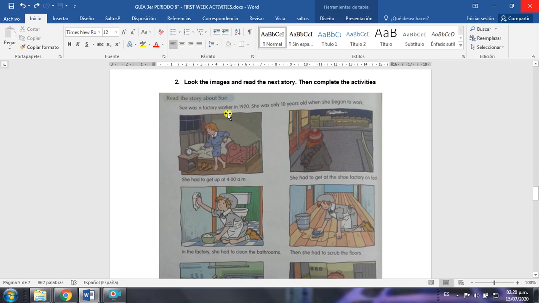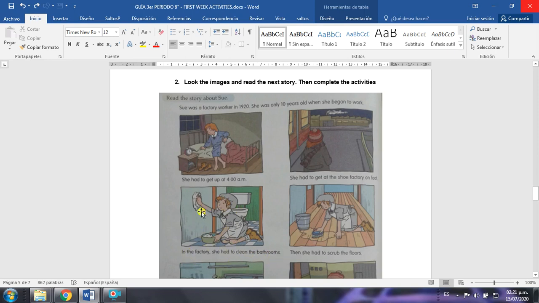Sue was a factory worker in 1920. She was only 10 years old when she began to work. She had to get up at 4 a.m. She had to get to the shoe factory on foot. On foot is the same as walking. Okay? In the factory, she had to clean the bathrooms.